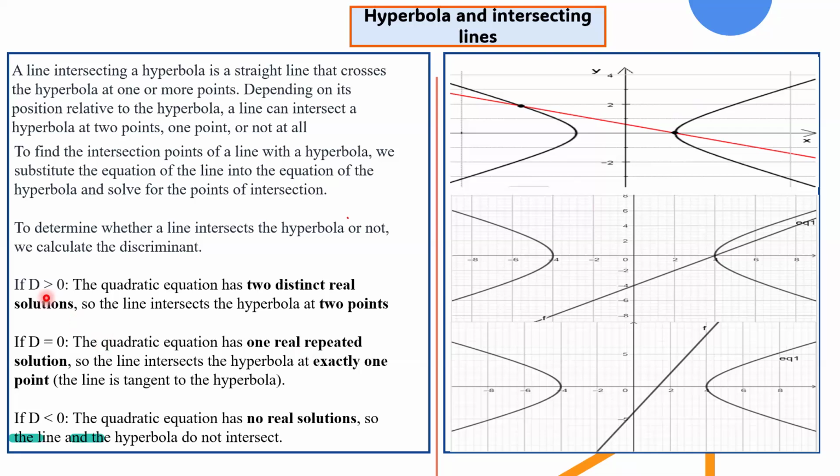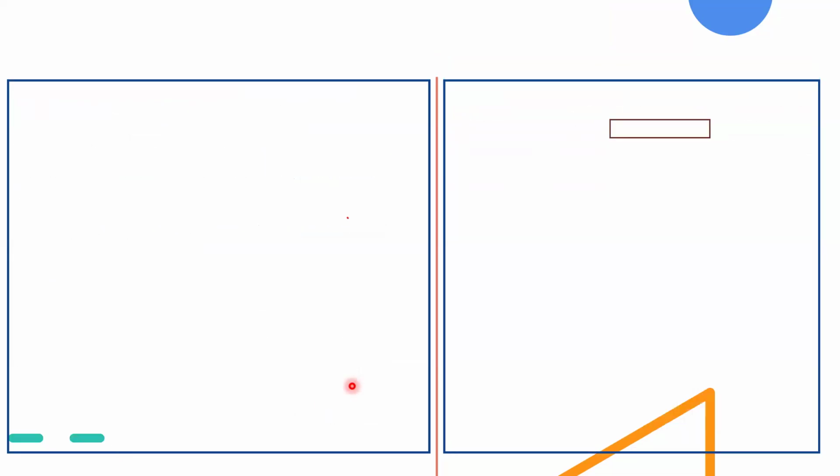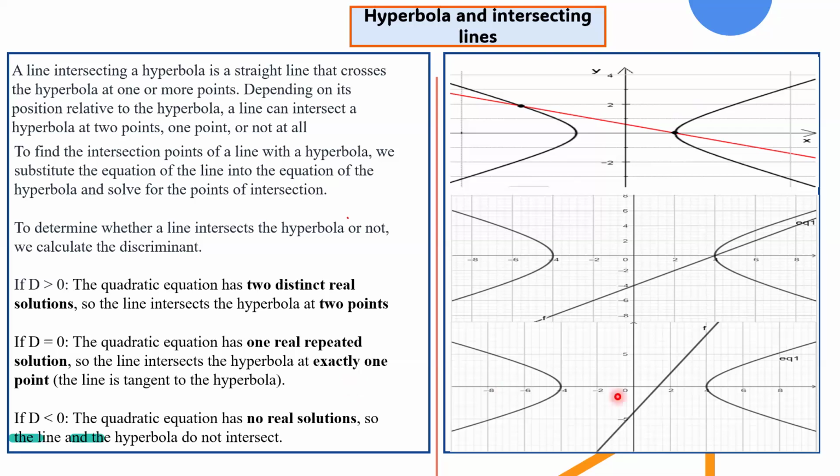But if the discriminant is equal to 0, the quadratic equation only has 1 real repeated solution. So the line will intersect the hyperbola at exactly 1 point, or the line is tangent to the hyperbola. And lastly, if the discriminant is less than 0, then it has no real solution. Therefore, the line and the hyperbola do not intersect. If you'll notice, the points go in order with the diagrams. Next slide, please, miss.